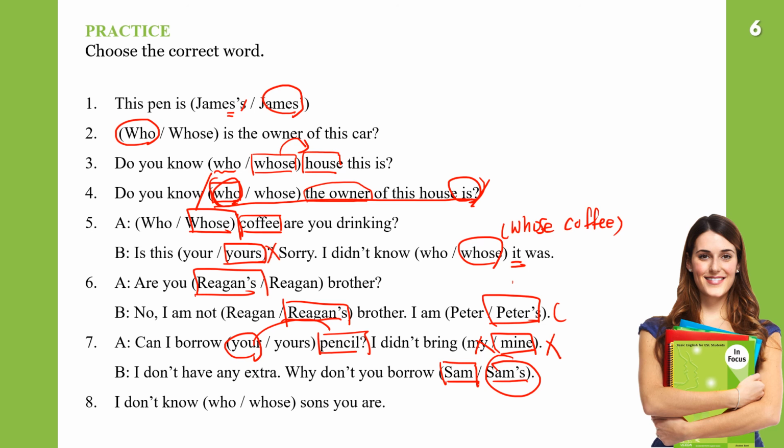I don't know who or whose sons you are. I don't know whose sons you are. Yes, sons, we have a noun. We need an adjective to describe. So this is possessive adjective. So the answer is whose. I don't know whose sons you are.